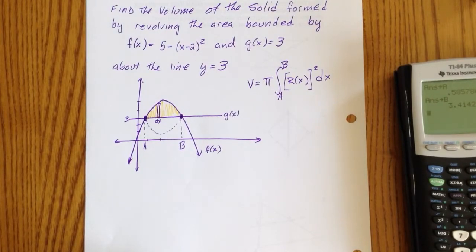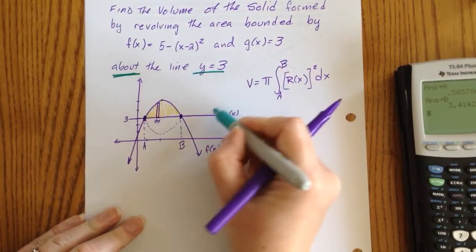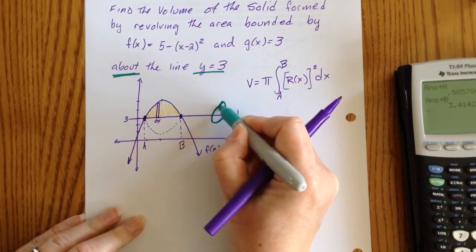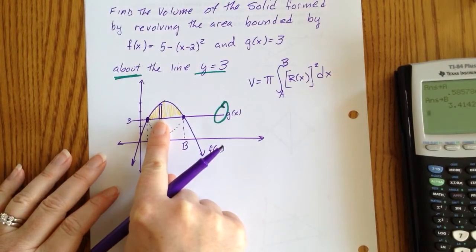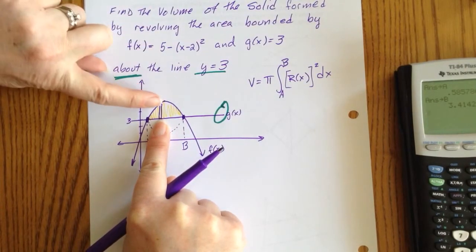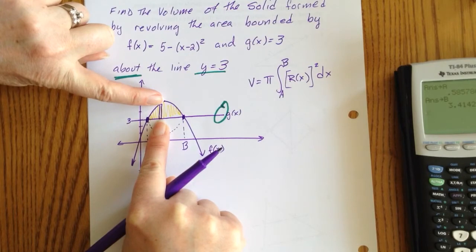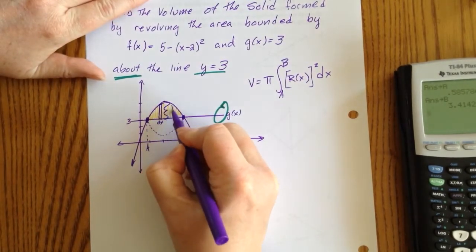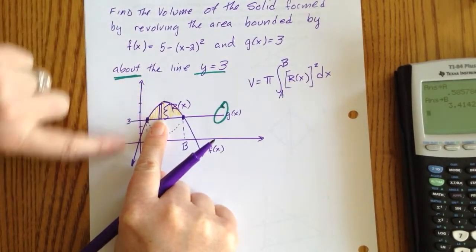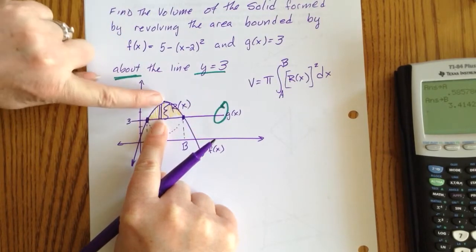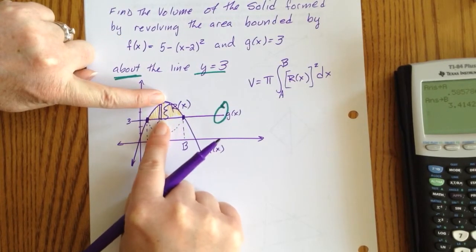Put your finger on the axis of revolution. Well, if you don't remember, it's right here after the word about. We are spinning this about the line y equals 3. Put your finger on the axis of revolution. Put your other finger as far away as you can on the rectangle. The top minus the bottom will be your R of X. What is your top finger on? Your top finger is on the parabola, f of x. Your bottom finger is on g of x.